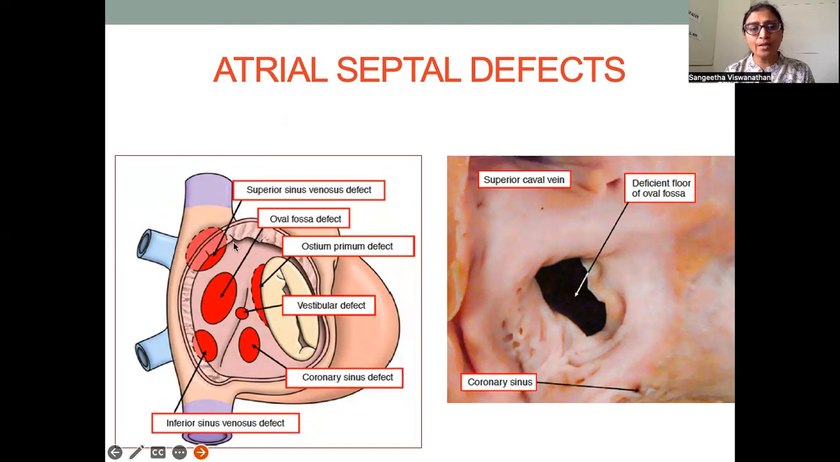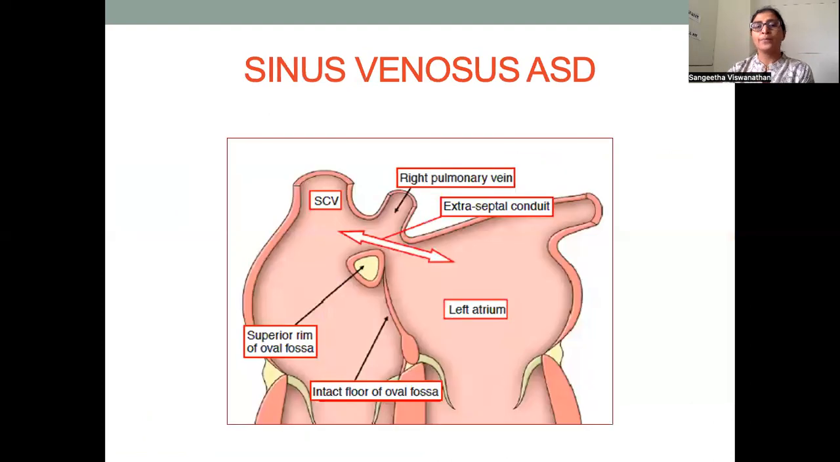Then you have a superior sinus venosus defect and more rarely an inferior sinus venosus defect or a coronary sinus defect. So inferior sinus venosus defect, coronary sinus defects, these are all very rare. Whereas ostium secundum, ostium primum, and then followed by sinus venosus defect, these are relatively commoner. We see them in clinical practice.